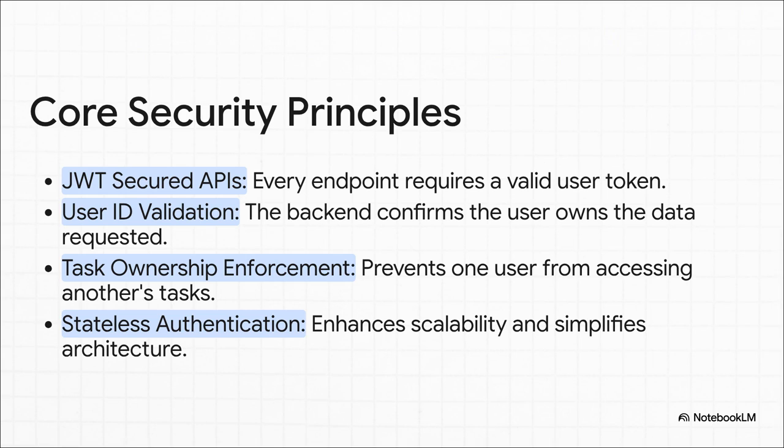First, every single API endpoint is protected. You need a valid JWT to even talk to it. When a request comes in, the backend doesn't just check if the token is valid, it also checks that the user ID in the token matches the owner of the tasks. This is what enforces that strict ownership, making it impossible to see someone else's data.